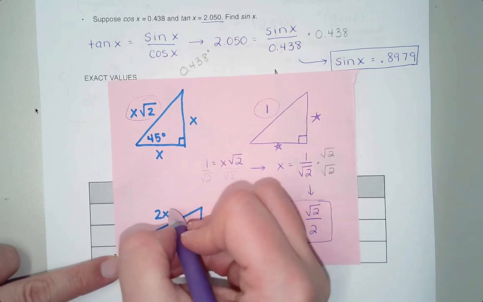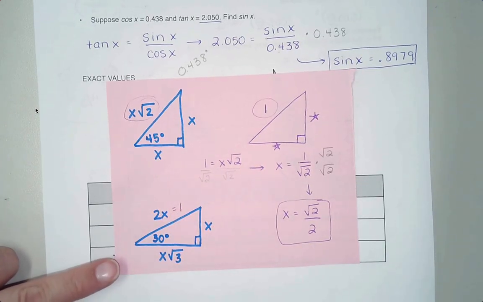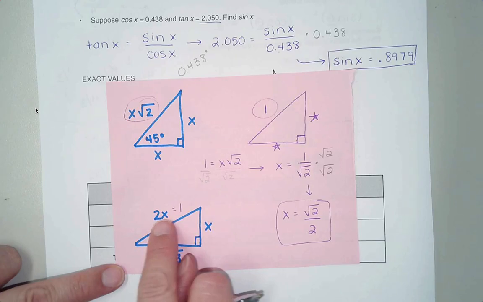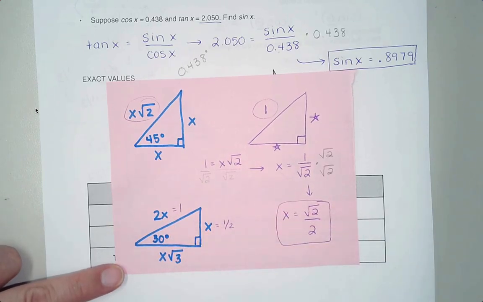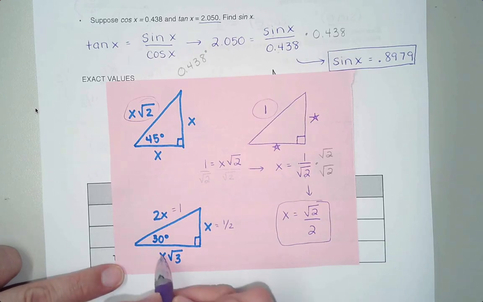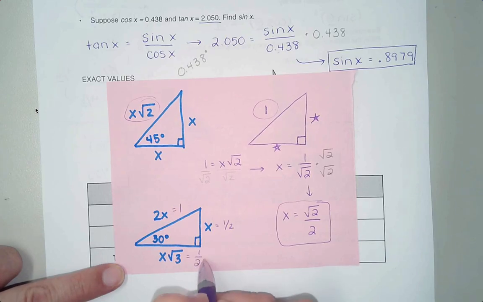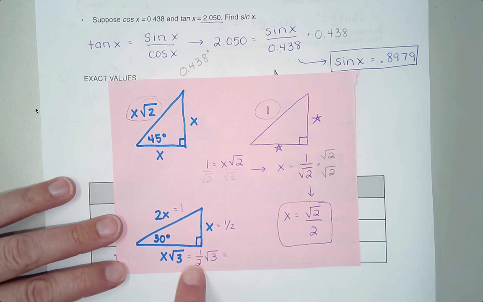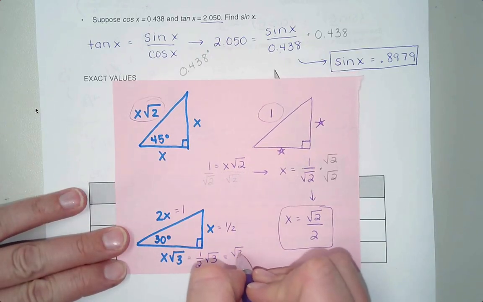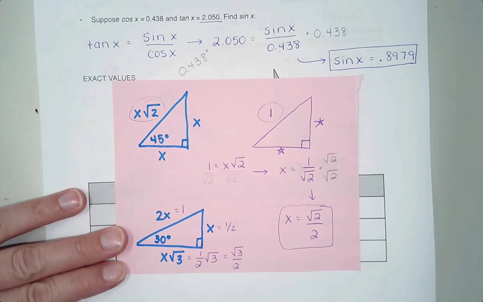I could do something really similar with this triangle. If I said I wanted that 2x to equal 1, this one's a lot easier to solve, right? Divide by 2 on each side, and I would get that x is equal to 1/2. And then if I put that 1/2 in here for x, this would be 1/2 square root of 3. And I just want to point out that a lot of the times the way you'll see that written is actually square root of 3 over 2.